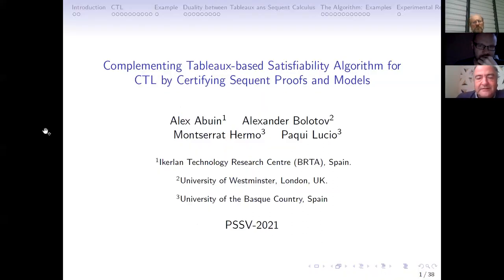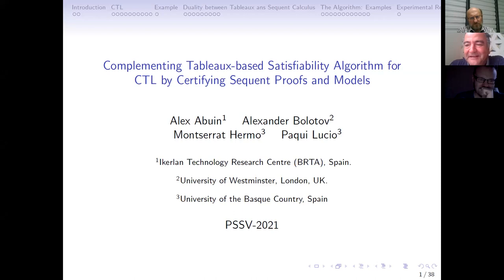Okay. So yes, I'm presenting this work from a multinational team. Apparently there were no mistakes in pronunciation of the names, which is great. Because it's a multinational team, we still speak English between each other. That's quite common. I was delegated the right to give this talk, so I take that pleasure, and I'm going to describe our work on the way to develop an approach to complement resolution-based satisfiability algorithms for branching time logic, CTL, by certifying sequent proofs and extracting models.